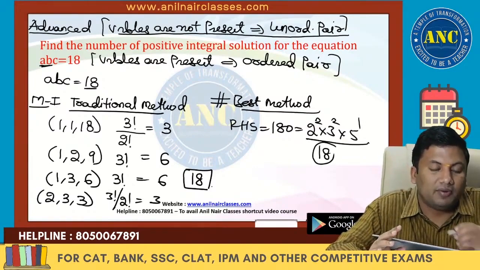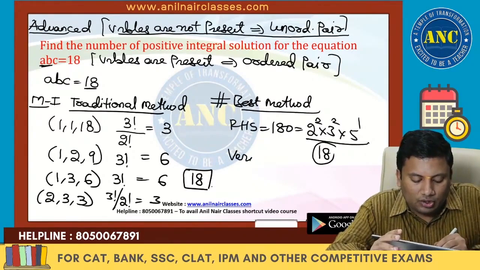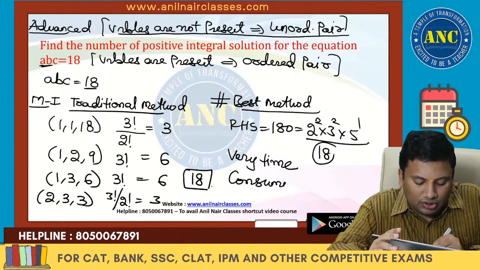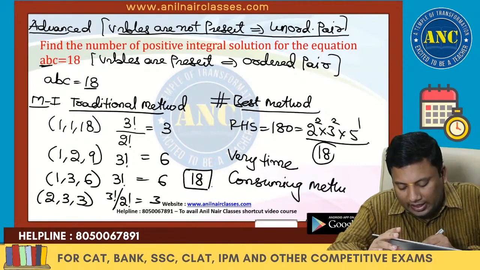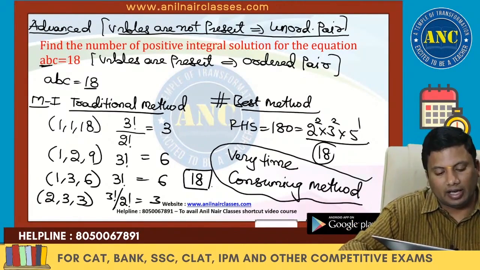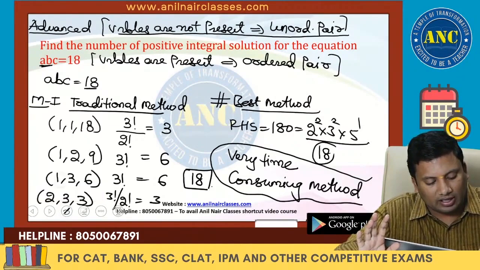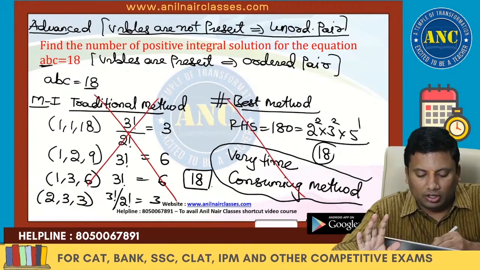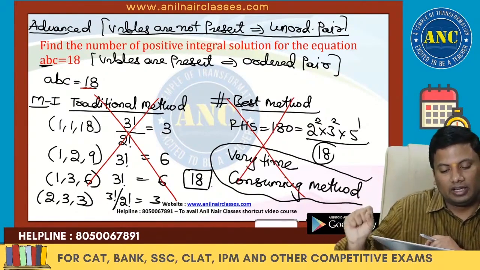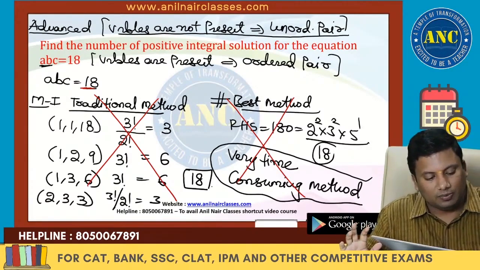As the right hand side value increases, finding out by using the traditional method is a very time consuming method. This will take a lot of time. I hope it is clear. This method we will not use in our exams, because as the right hand side value increases, this method will take a lot of time. Anything that we do, we should optimize the number of steps. This is method number 1.